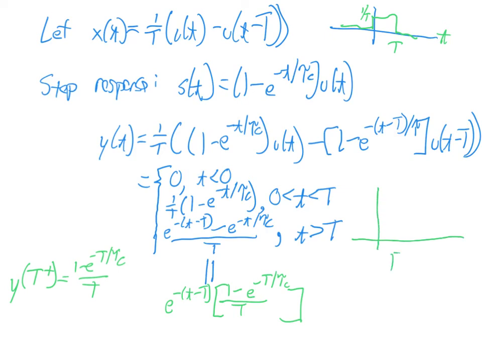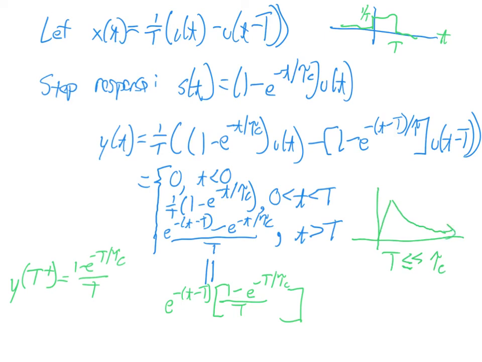If we have T much less than tau c, what you're going to find is we very rapidly charge up the capacitor, and then we have this exponential decay happening.